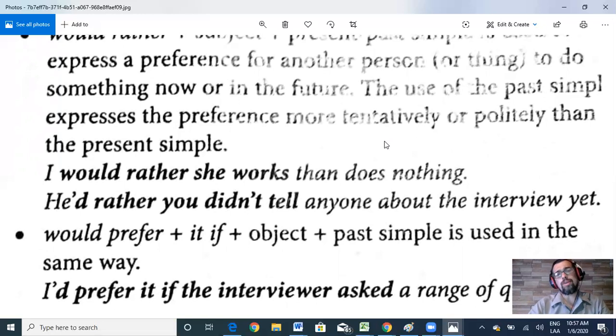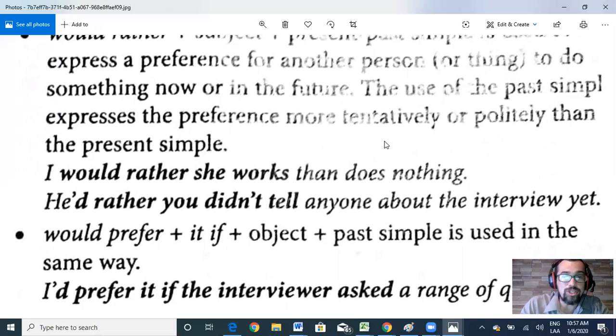Okay, so let's see some examples. It says, I would rather she works than does nothing. This is not very common. We don't use that a lot. And we as teachers, I know that you will say, what? What's that sentence? Well, that's a way to say, I would rather she works than does nothing.